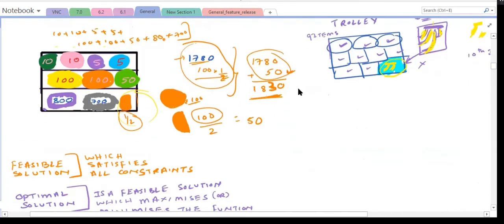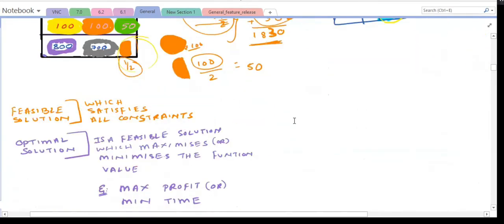So now I will introduce you to 2 concepts. There is something called a feasible solution and there is something called an optimal solution. A feasible solution is a solution to a problem which satisfies all the constraints. It is meeting all the constraints. So this is a feasible solution.